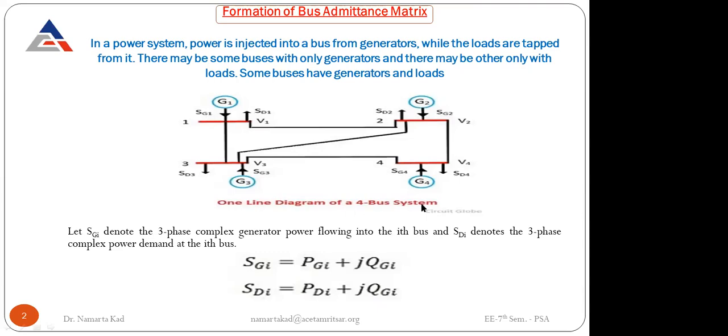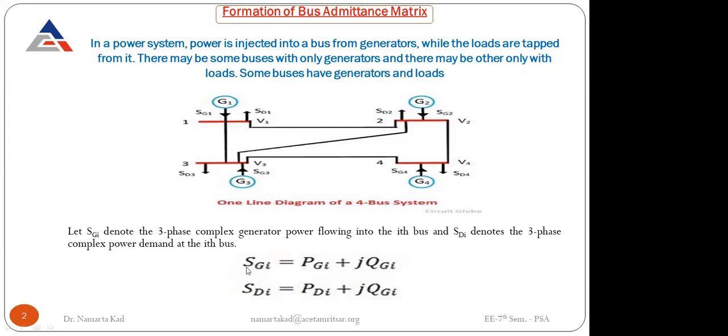But here in this figure we are taking an example of a 4 bus system, in which on each bus there is a generator and there is a load also. Some buses have generators and loads both. So here in this figure, let SGi denote the 3-phase complex generator power.